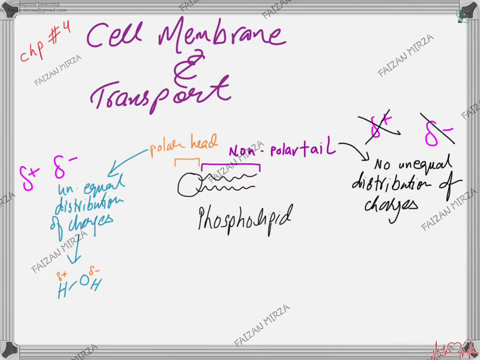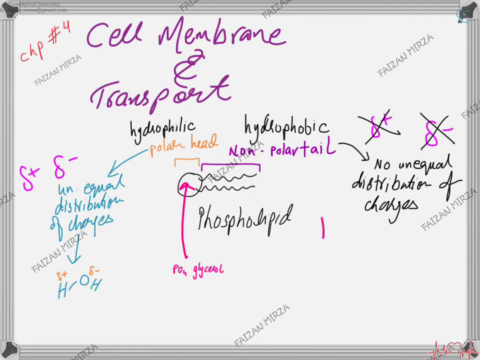Unequal distribution of charges can be represented with the symbol delta, in which you can say that this is slight positive and slight negative. So in a polar molecule, these charges are present, the ionic character of a covalent bond, and there are no unequal distribution of charges in a non-polar molecule. The polar head is hydrophilic, while the non-polar tails are hydrophobic.